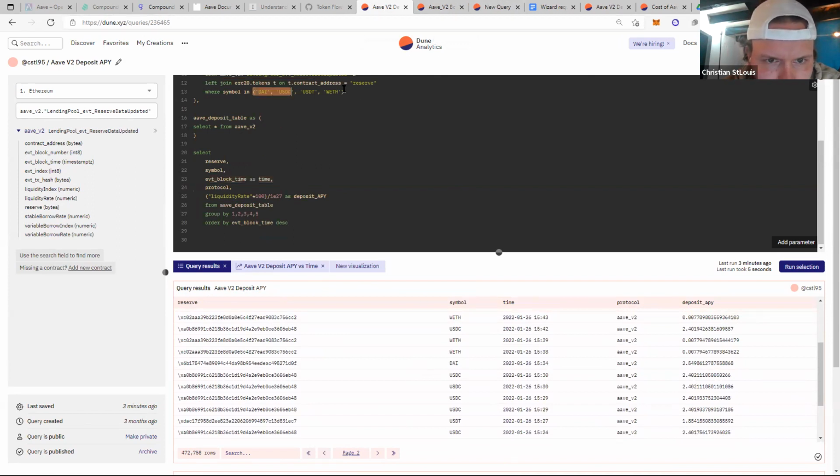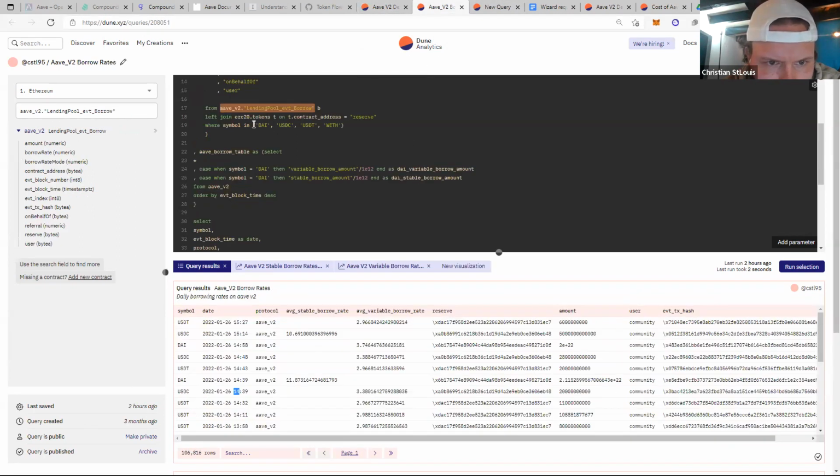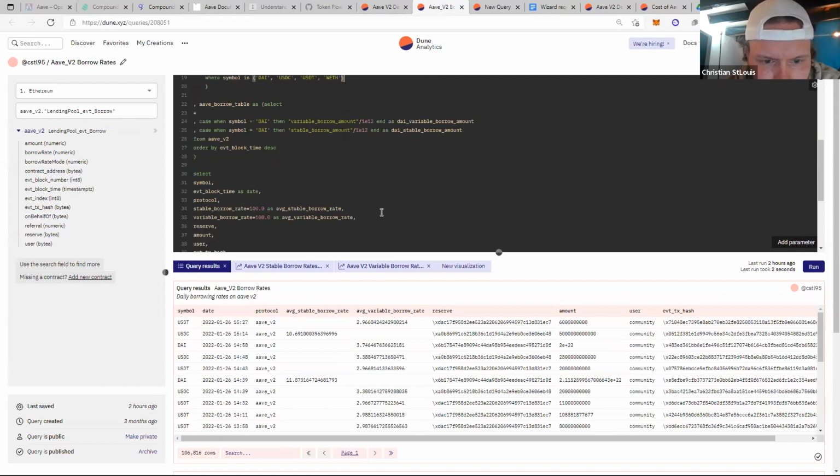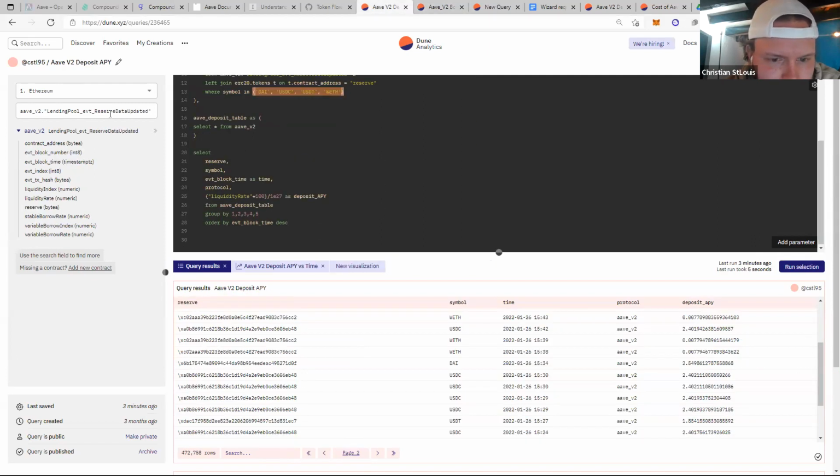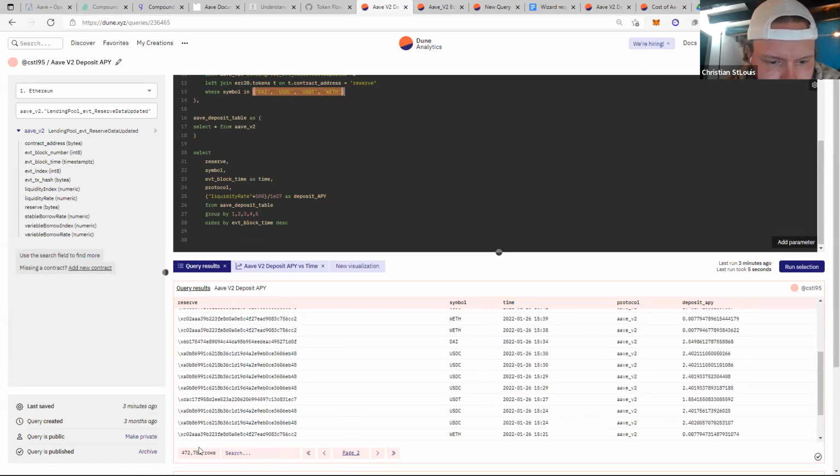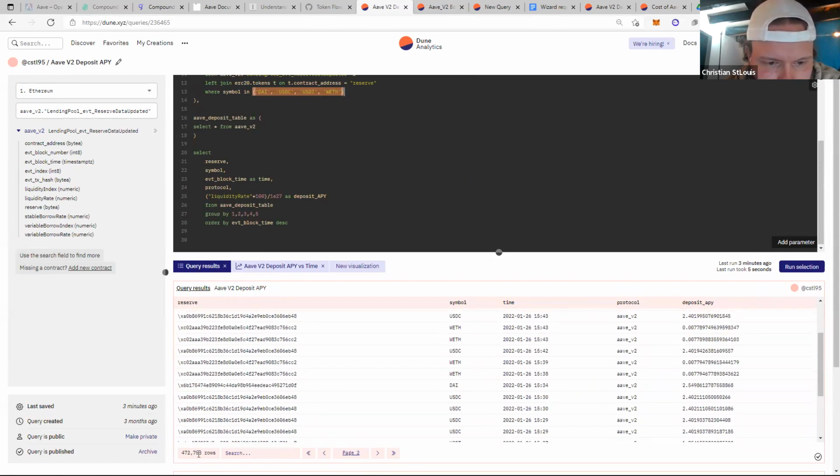I think I'm pulling it for the same assets as well. Yeah. So I think it might be an issue with this table. That's like why we're pulling this much data, but that's kind of where I stopped because I didn't know what the problem was.